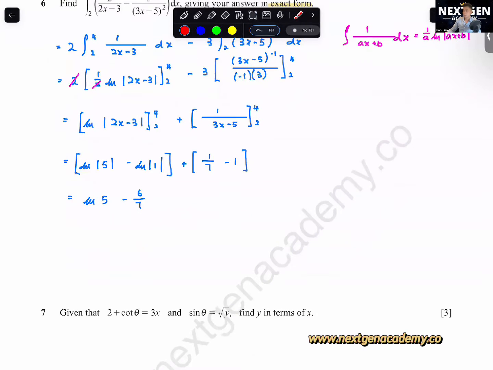Question 7. This is on Trigo. Given that 2 plus cot theta equals to 3x and sine theta equals to square root y, find y in terms of x. Okay, I've seen this question quite a few times in the latest few papers. Okay, how to do this?